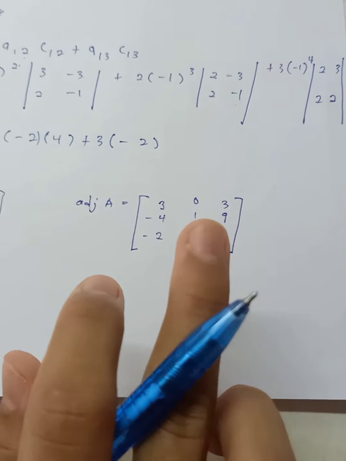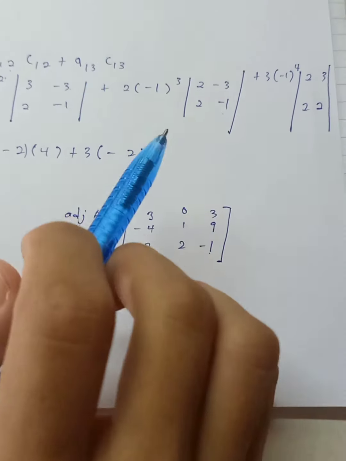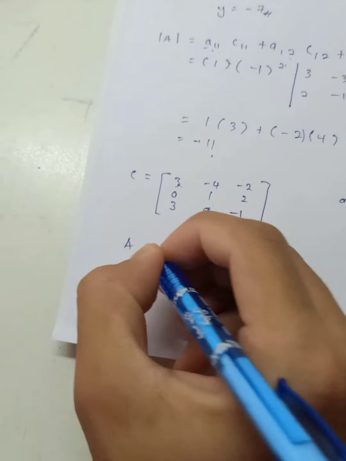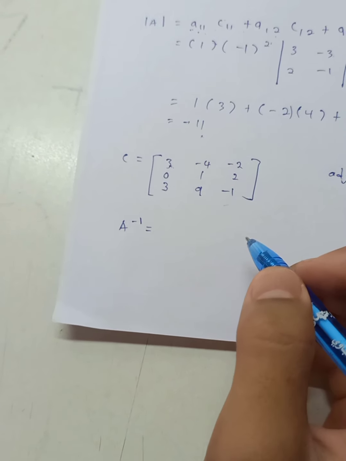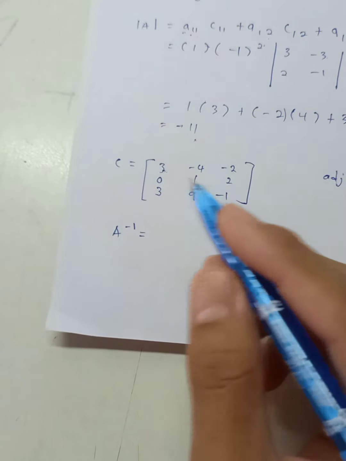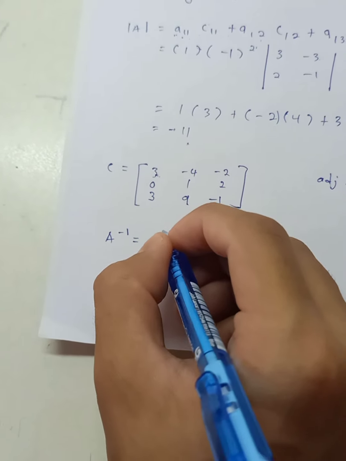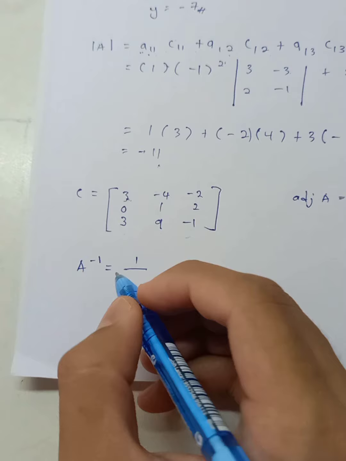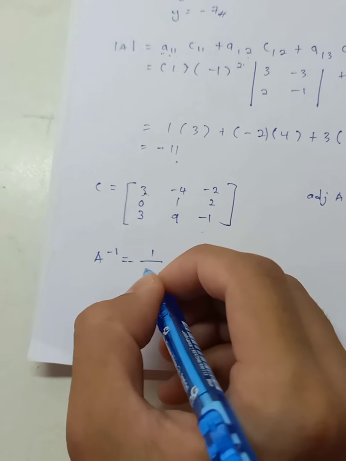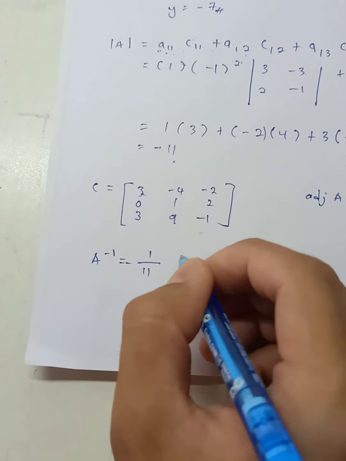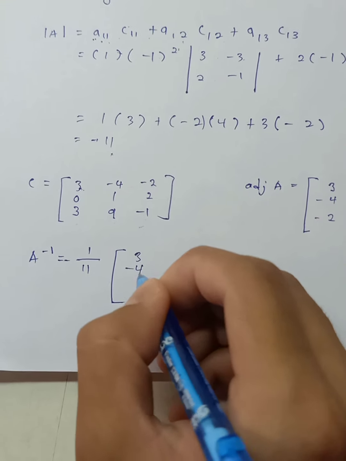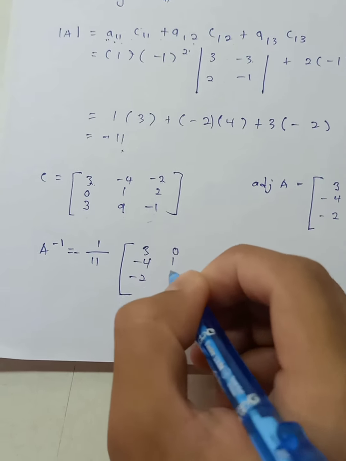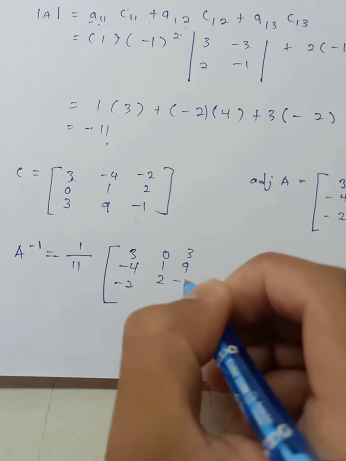Alright, from the adjugate of A, we can find the inverse of matrix A using this formula. Inverse of A is equal to 1 over the determinant value. Our determinant value is negative 11, so negative 1 over 11 times the adjugate of A. We put the adjugate here: 3, negative 4, negative 2, 0, 1, 2, 3, 9, negative 1.